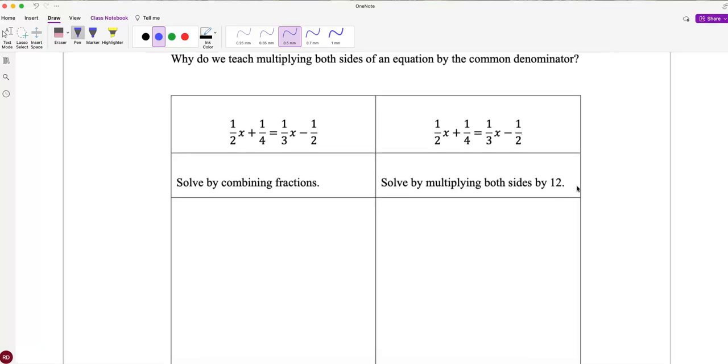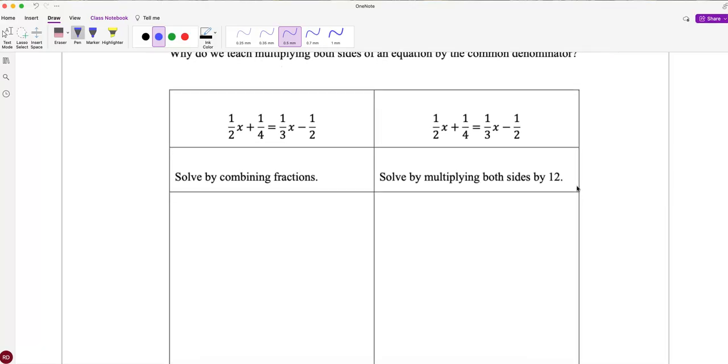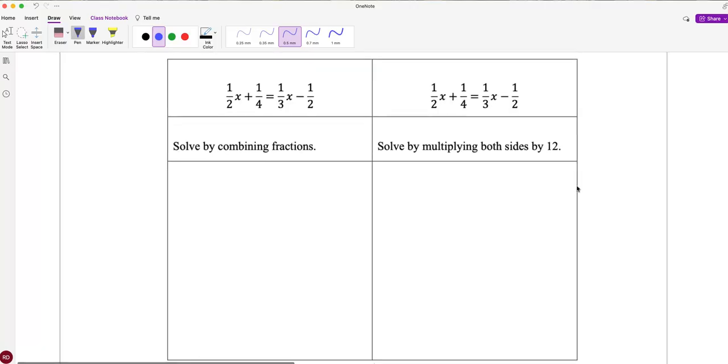Now, why do we teach people to multiply by the common denominator when I have fractions? Mainly because I eliminate the fractions. So the common denominator here is going to be 12. So if I multiply everything by 12, 12 times 1/2 x plus 12 times 1/4 equals 12 times 1/3 x minus 12 times 1/2. Some people like to skip writing all that down and do it in their head, which is okay as long as you're not making mistakes.